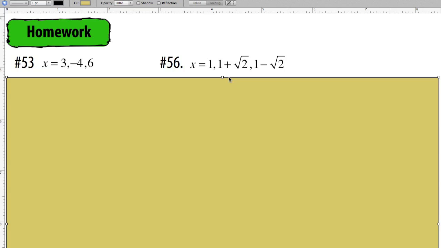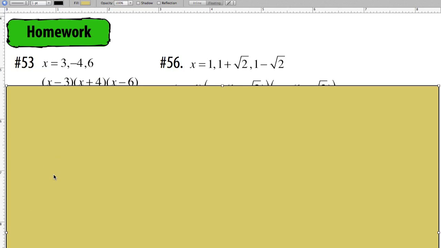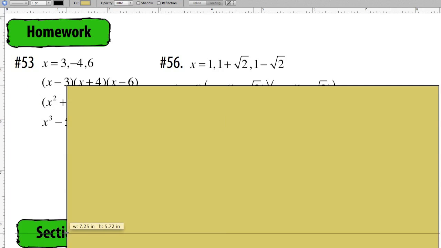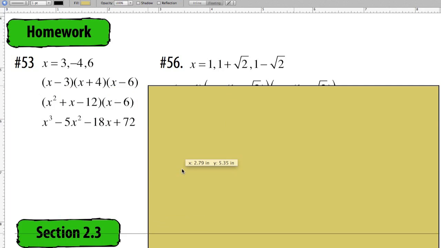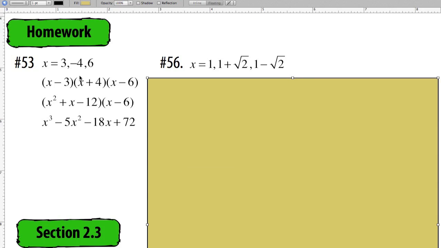So number 53, this one's kind of straightforward. I want to talk about that one for just a little bit. 53 looks at, let's do this. Don't want to give 56 away just yet. All right, so what this one's asking you to do, it's got 3 roots. It has 3 zeros, and it wants you to look at these zeros, and I want you to give me the equation that it started with. So imagine this is factoring backwards. I'm giving you the result, and I want to know what I started with.